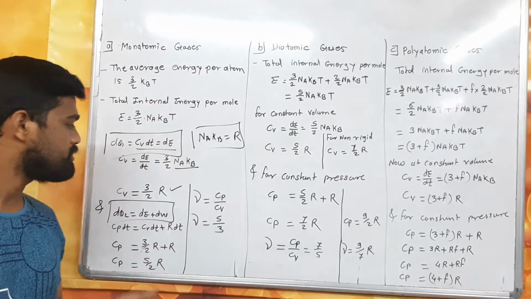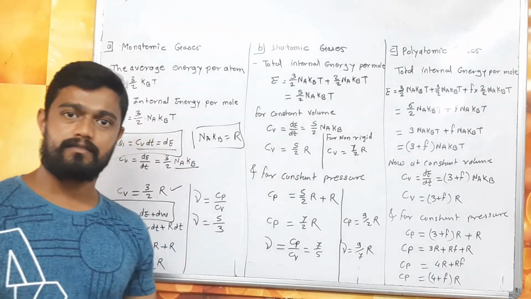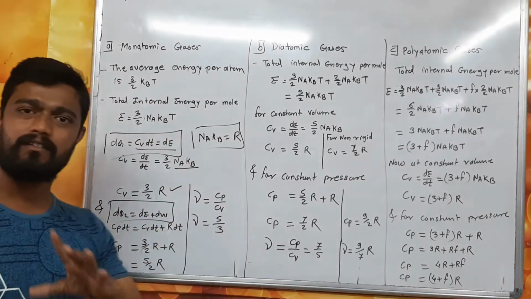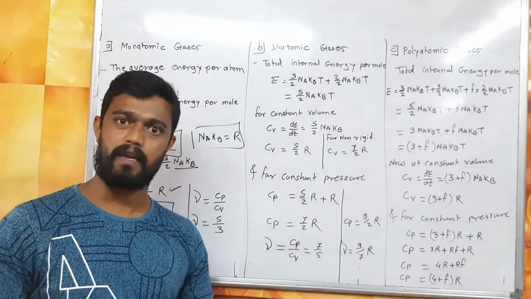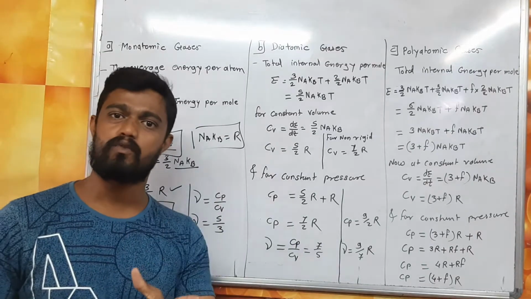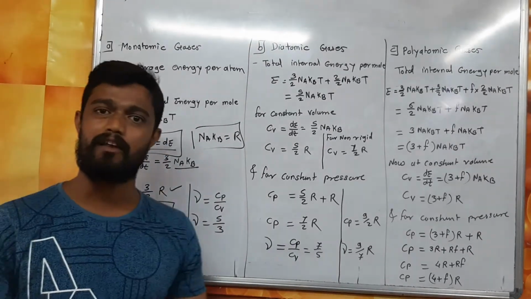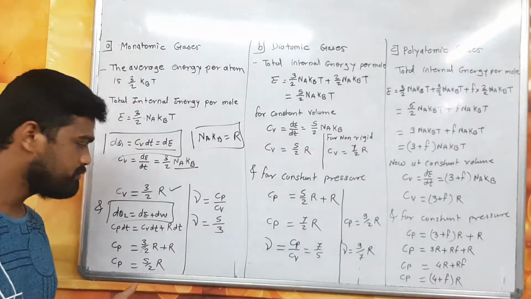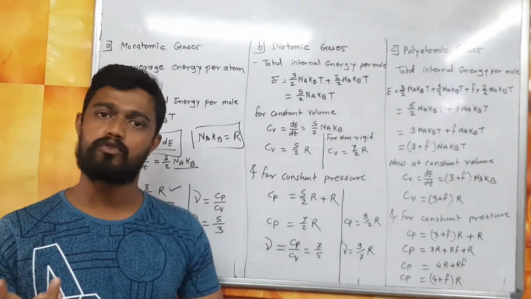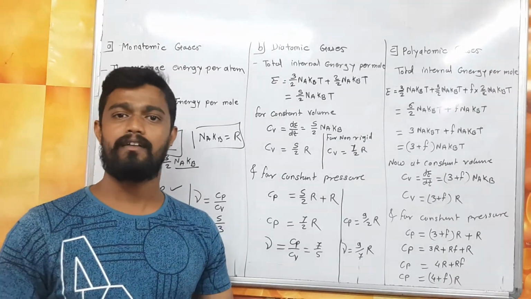Now we find the ratio of specific heats. Gamma is defined as the ratio of specific heats, Cp upon Cv. So gamma is equal to Cp upon Cv. You got gamma is equal to 5 by 2 divided by 3 by 2. The 2 will be cancelled, so you got gamma is equal to 5 by 3.